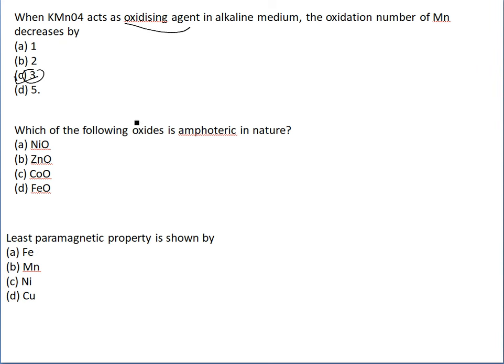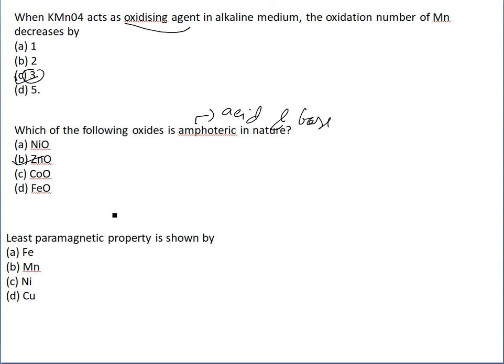You know that KMnO4 is oxidizing agent used in alkaline medium, and its oxidation number decreases by 3. Next, which of the following oxide is amphoteric in nature? NiO, ZnO, CO and FeO. So first of all, amphoteric means which react with acid and as well as base. So ZnO is the correct answer for it. Okay, it acts as an acid and base, both of them.